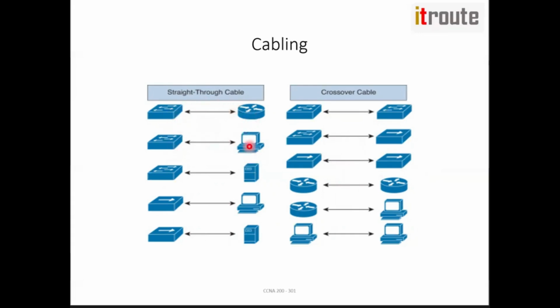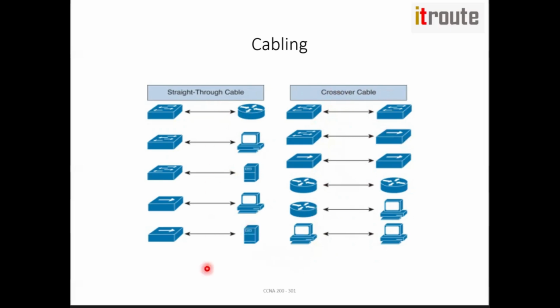For different types of device, we should use a straight through cable. Remember this one: switch and router, switch and PC, switch and server, hub and PC, hub and server. And on this side, for the same types of device, such as switch to switch, switch and hub, hub to hub, router to router, router and PC, or PC to PC, these are the scenarios where we use a crossover cable.